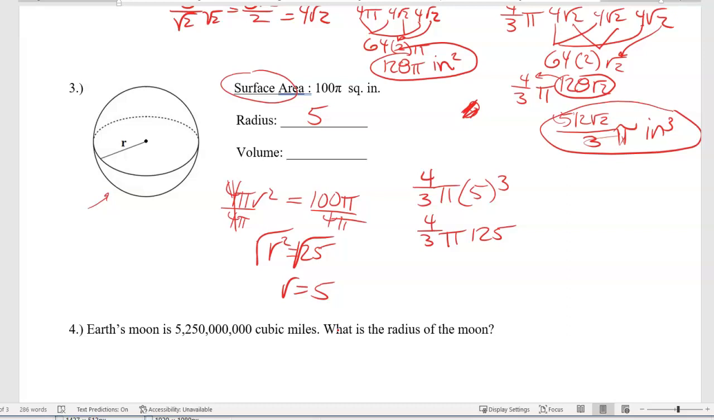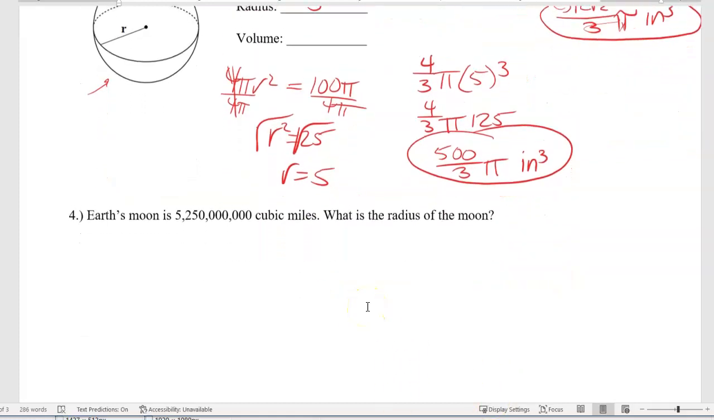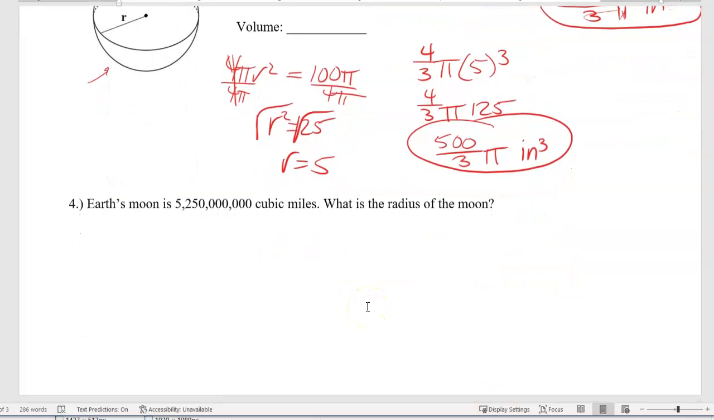125 times 4 is 500 over 3 pi. And since 500 is not divisible by 3, I'm going to just leave it like that. Gives me inches cubed. Okay. All right, we got one last problem, and that will be the end of the video.